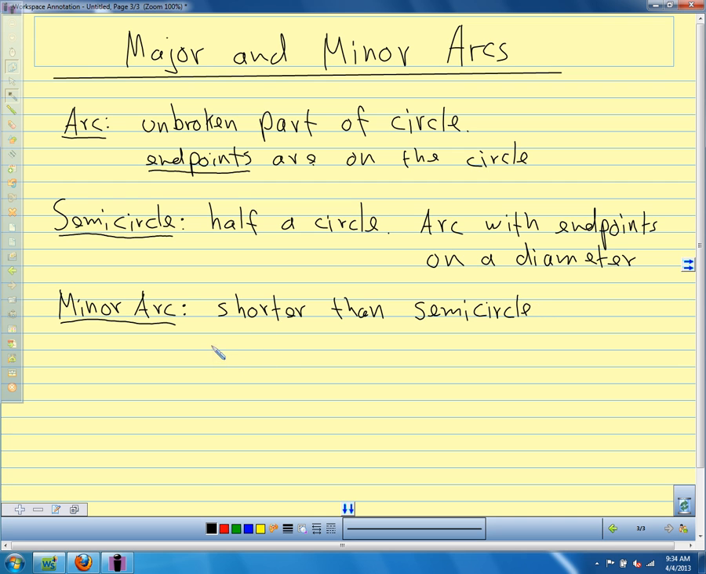We name a minor arc by its endpoints and a little arc symbol. So we would say arc AB. That's how we would write or name an arc. So this would be arc AB. One endpoint would be A and one endpoint would be B. And we'll draw a picture in just a minute.